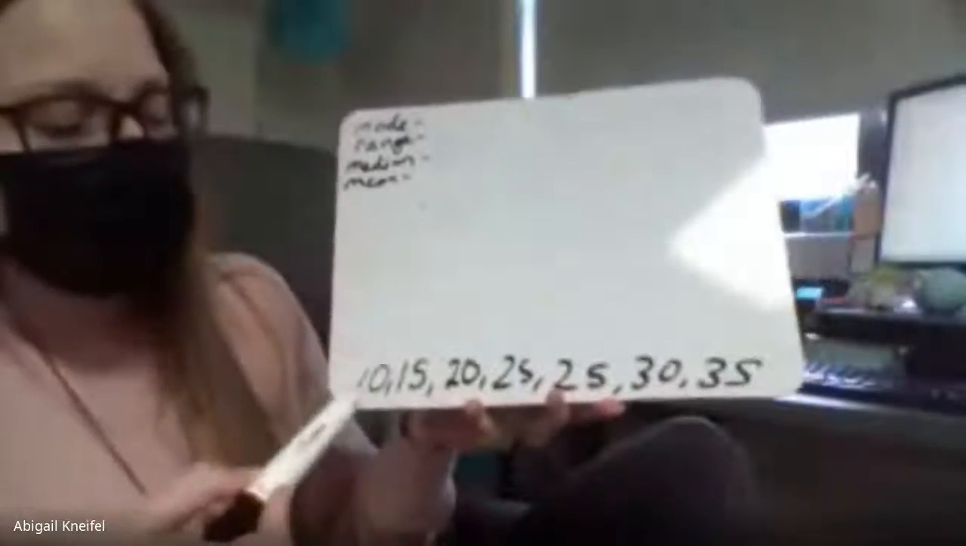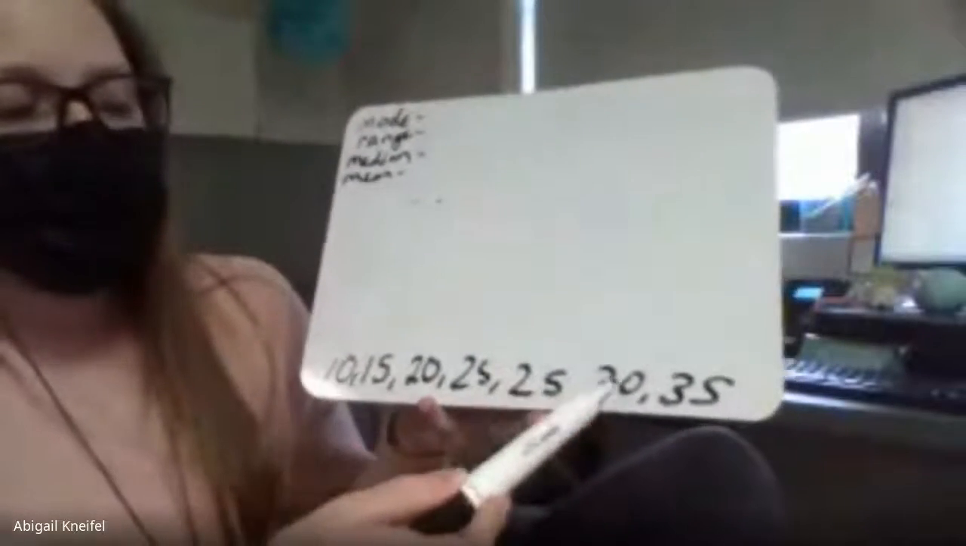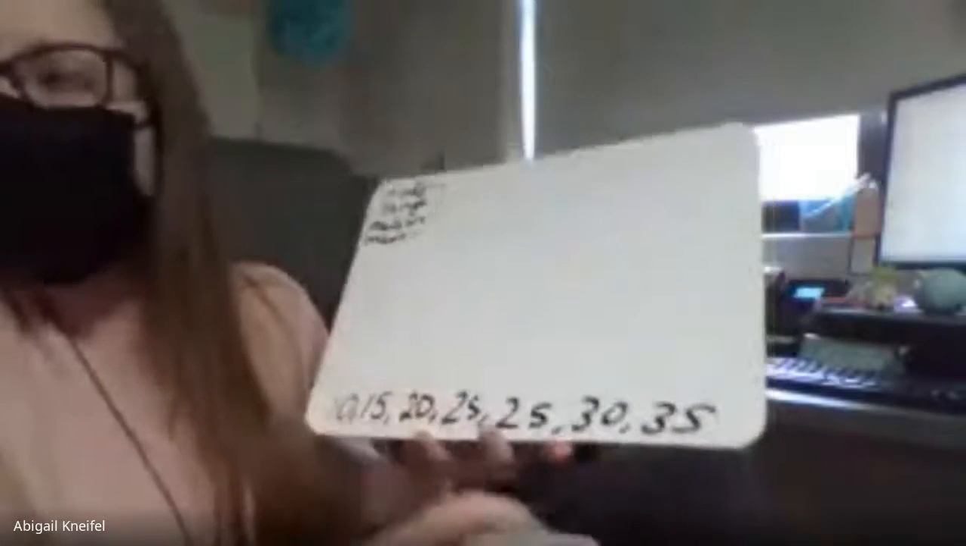All right, friends, let's give it a try. Mrs. Kneifel likes to do easiest to hardest when it comes to mean, median, mode, and range, but first step is least to greatest. So least to greatest would have been 10, 15, 20, 25, 25, 30, 35. Our mode is our most used number. That's simple. 25 was used twice.